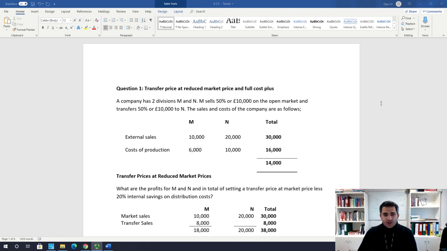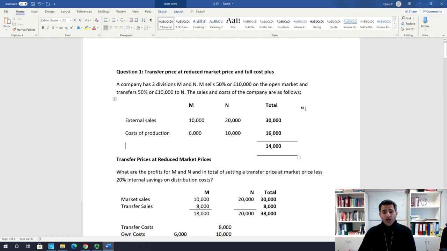Right. So the first thing we'll look at is question number 1. These examples are similar to the one we discussed in the lecture. When it comes to question number 1, we have two divisions, M and N. M is the selling division and N is the receiving division or the buying division.